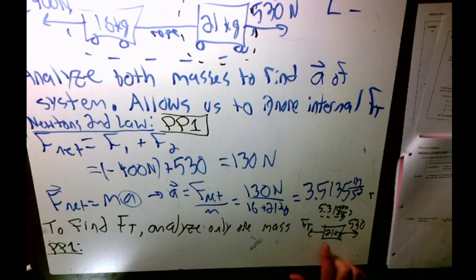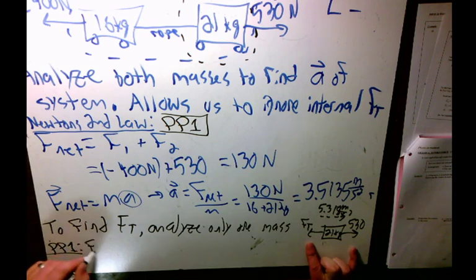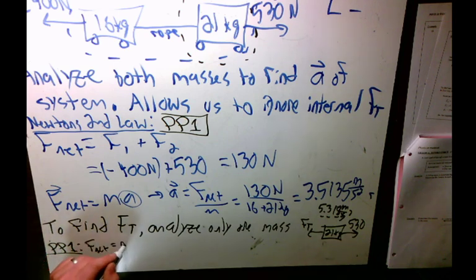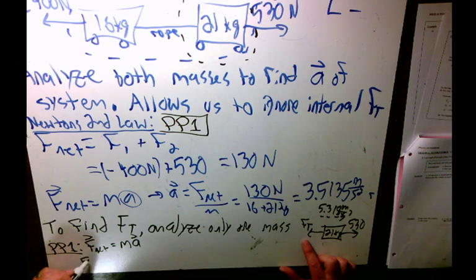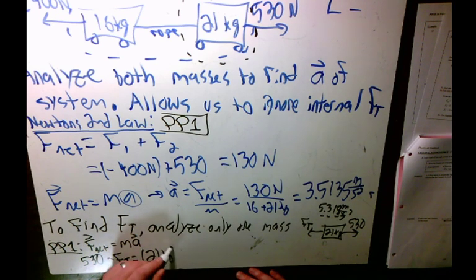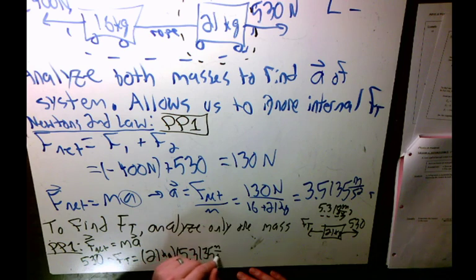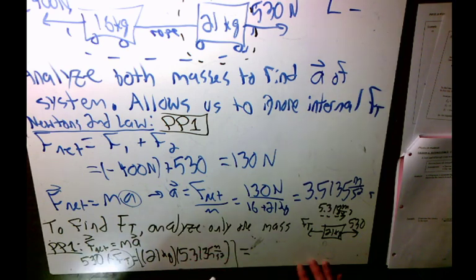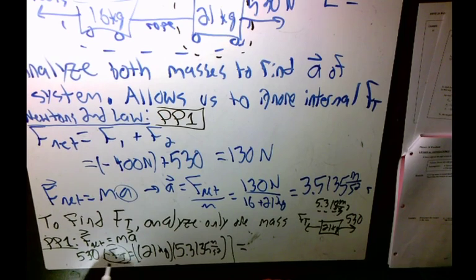Newton's second law, we know that our F net is equal to the mass times the acceleration. So we have our 530 minus our tension force is equal to the mass of that cart, 21 kilograms, and the acceleration of the cart, 3.5135. All right, solve for this tension force. We're going to add Ft to this side, subtract this whole product from 530. And we will get, right, so solve for Ft.